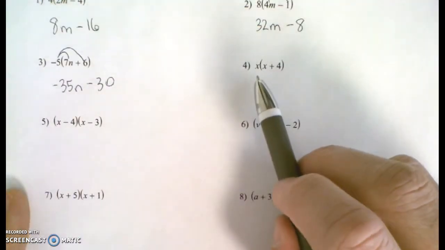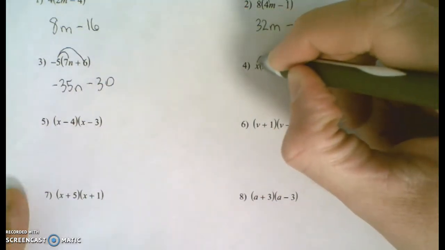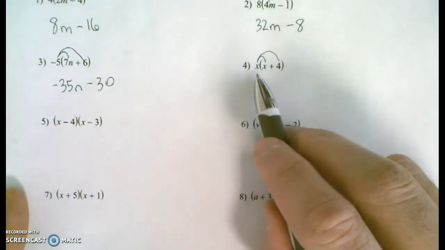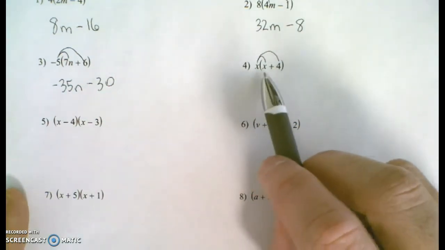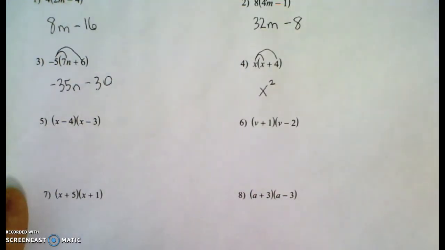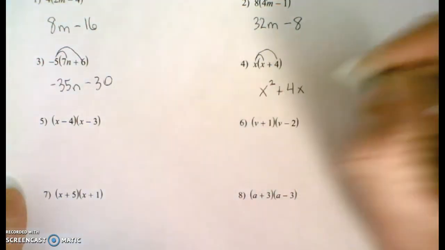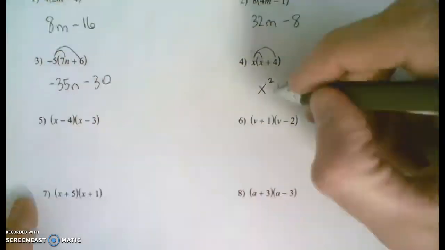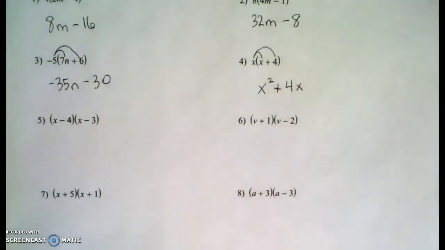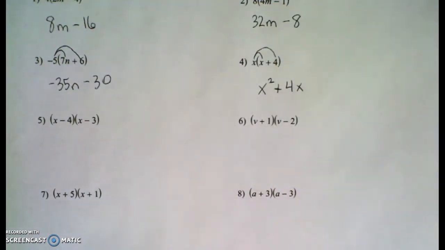Number 4 is a little different. I'm distributing a variable x. So remember, when you multiply x times x, you're actually just going to be adding the exponents when you multiply them. So the exponent on each of them is a 1 right now. So x times x is going to give me x squared. And then x times 4 is just 4x. So the number times the variable, you just write them together. And the standard notation is that you write the number first and then the letter. So x squared plus 4x is the answer to this when you multiply it out.